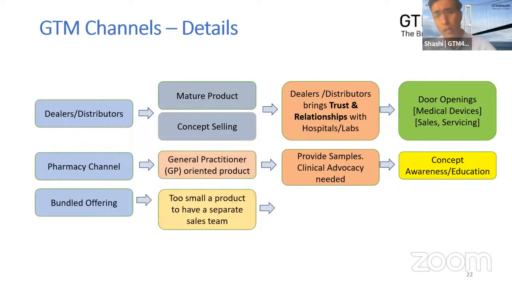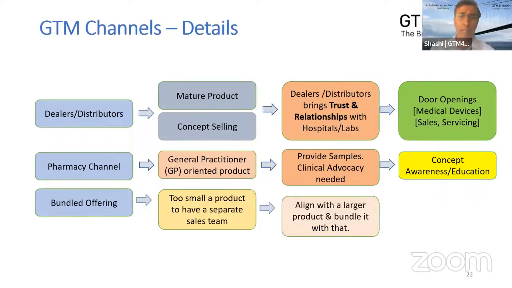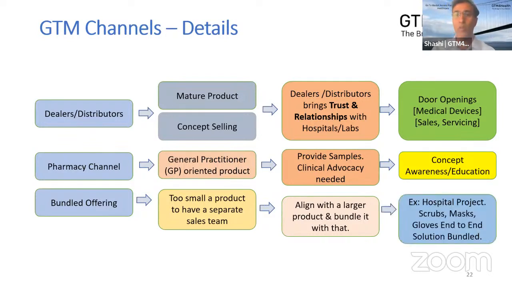Bundled offering, you build something very small. Then what we advise is also don't build a separate sales team to do it. Align with a larger part and bundle with it. For example, somebody is having a maternal child healthcare product. So somebody is building a maternity center. So a lot of things go in OT, a lot of things, right? Just align with it and build. Those are greenfield projects, big ones. So you have to do that way.